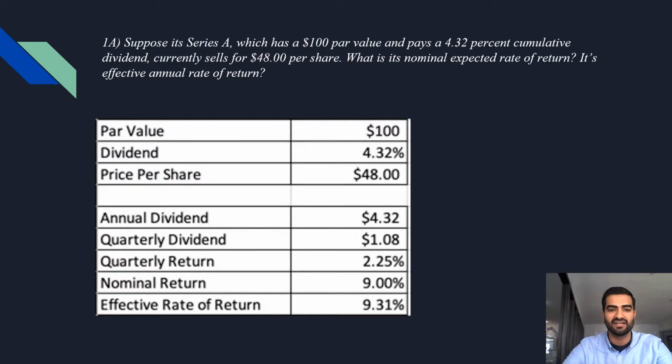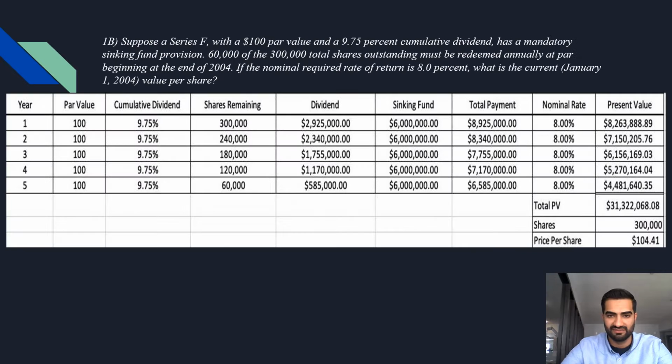So first we were asked to calculate the nominal return and effective rate of return, and we were given par value, dividend, and price per share. Annual dividend was $4.32, and then dividing that and getting quarterly dividends of $1.08. From there, I divided $1.08 by the price per share to receive a quarterly return of 2.25%, multiplying that by 4 to get a nominal return of 9%. And then effective rate of return was calculated by 1 plus nominal rate divided by 4 and raising it to the fourth power minus 1 to get 9.31%.